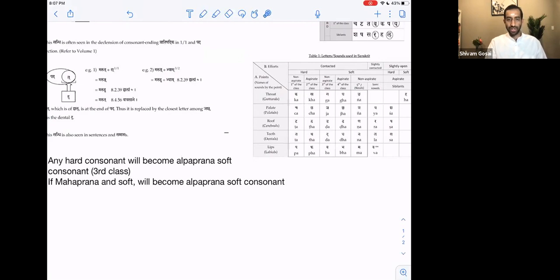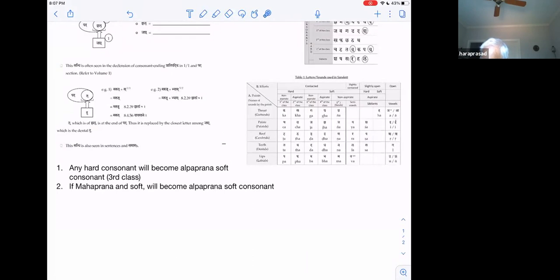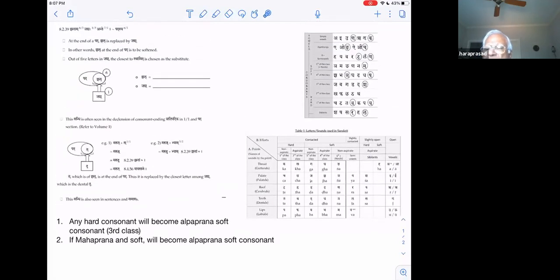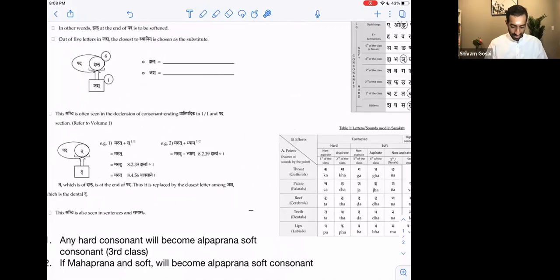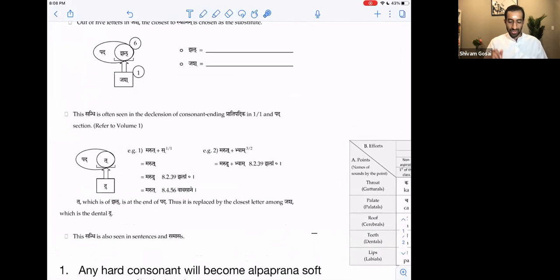Hariprasad ji, did you still have a question? If you do, you can unmute yourself. I did not follow you a little bit. You said the end of a pada. Are we talking about the end of a pratipadika? Yes, when it's at the end of a word. End of a word means what? That's correct.